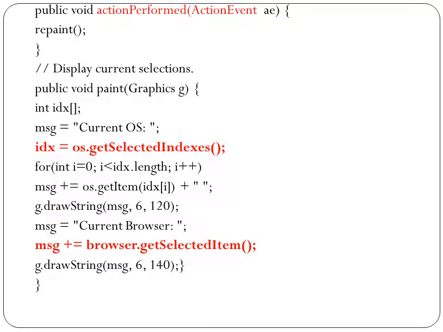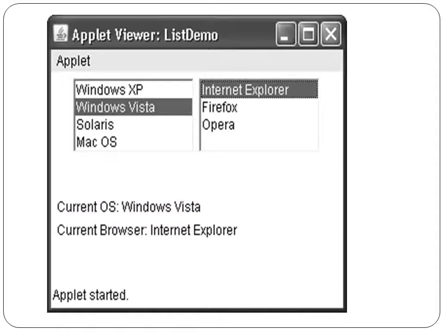So when you run this program, the output looks like this. There are two lists. The first one is the OS list, the second one is the browser list. And when you make a selection, an action event is generated and that method is invoked. It will call the repaint method, which in turn makes the appropriate displays, like which OS is currently selected and which browser is currently selected. Here Windows Vista is selected and Internet Explorer is selected.